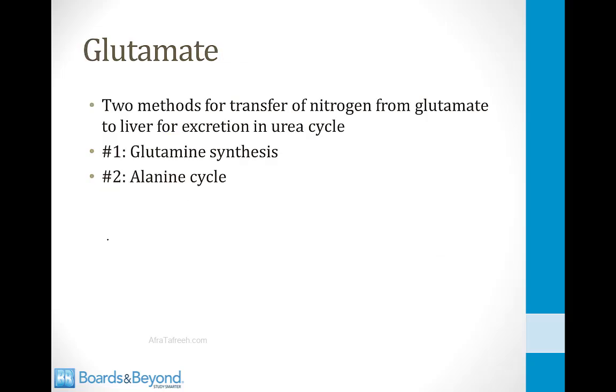So as we have seen, many amino acids pass their nitrogen to glutamate, but what happens to the glutamate? Well, it turns out there are two major methods by which most cells in the body transfer the nitrogen from glutamate to the liver so that the liver can excrete the nitrogen in the form of urea. The first method is glutamine synthesis, and the second method is the alanine cycle.